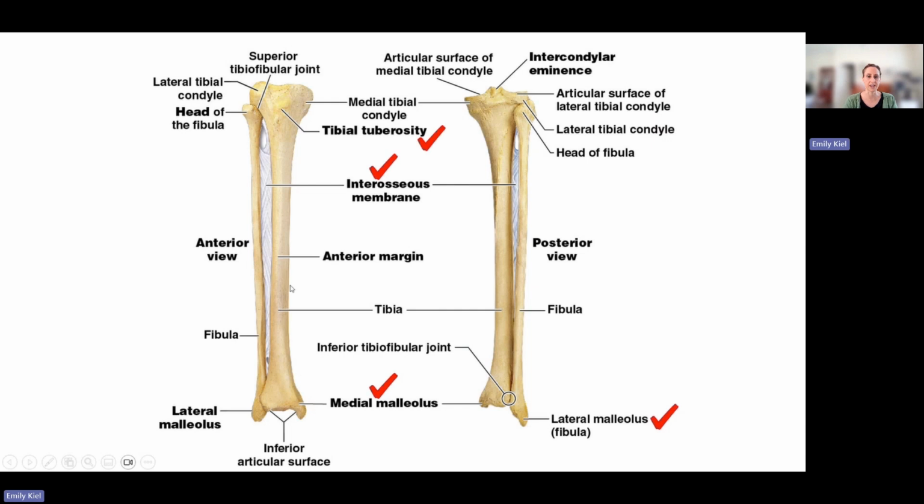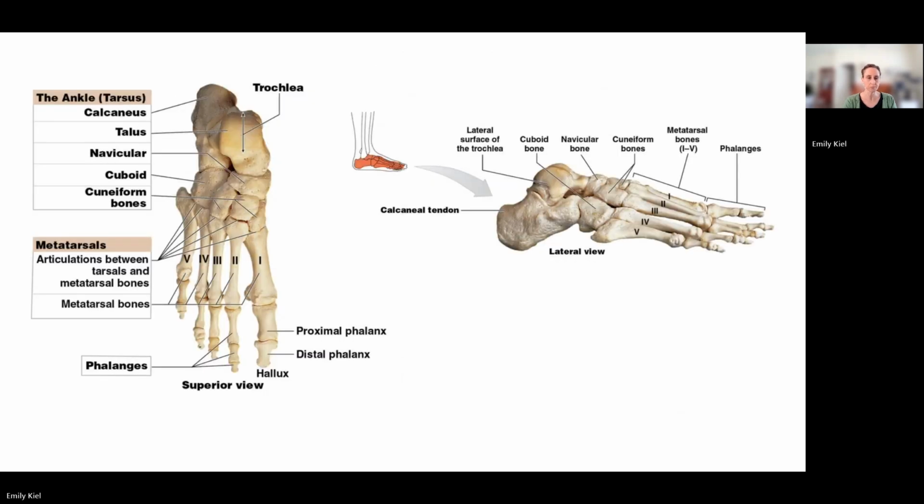So the fibula has a head, and then distally, we've got the lateral malleolus because it is laterally on the body. Tibia, we've got the big tibial tuberosity. There's an interosseous membrane here, and then we have the medial malleolus on the tibia. So know which one is on which bone, which malleolus.